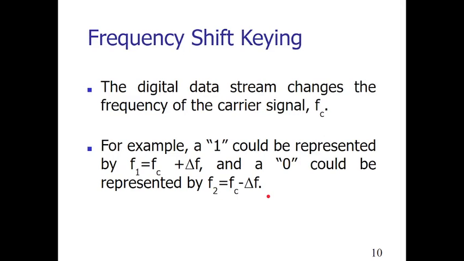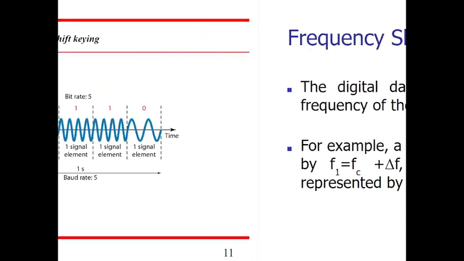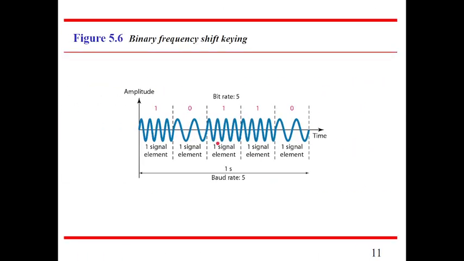The next type of shift keying is frequency shift keying. In frequency shift keying, we are basically using the frequency to identify the bit of the digital signal. This is an example of binary frequency shift keying. As we can see, it is almost similar to amplitude shift keying. If we are using 1 as a bit, the frequency will get higher, and if we are using 0, the frequency will get smaller. From this change in frequency, the receiver can uniquely identify whether this signal element is representing a 0 bit or a 1 bit. If the frequency is higher, it is a 1 bit. If the frequency is lower, it is a 0 bit.